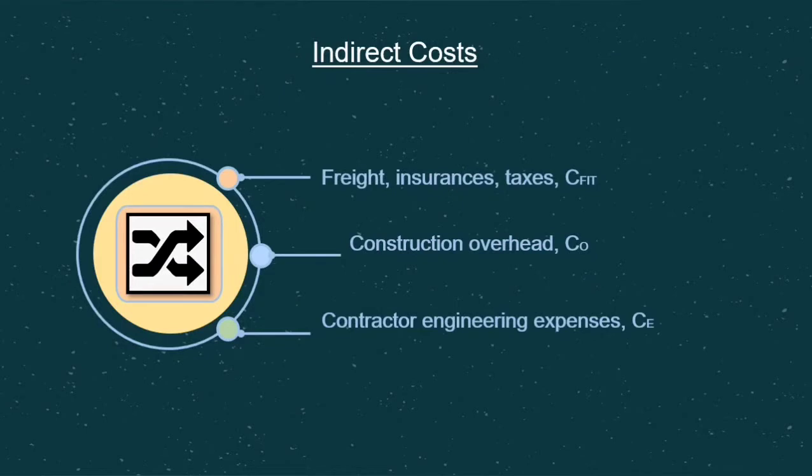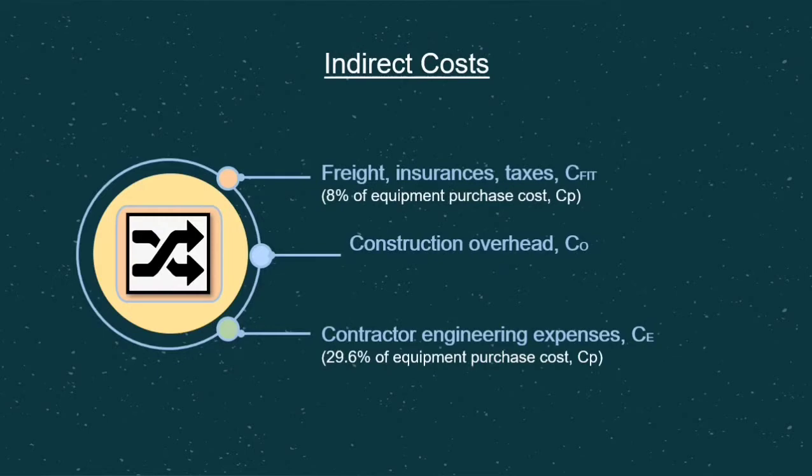After that, indirect cost. Indirect cost is divided into three: CFIT, CO, and CE. CFIT is the cost of freight to deliver the equipment to the plant site, including insurance and taxes. While the contractor engineer expenses, CE, is the cost of engineering, such as salaries for engineers and designers. This cost is estimated to be 29.6% of CP, while the CFIT is estimated to be 8% of the CP.